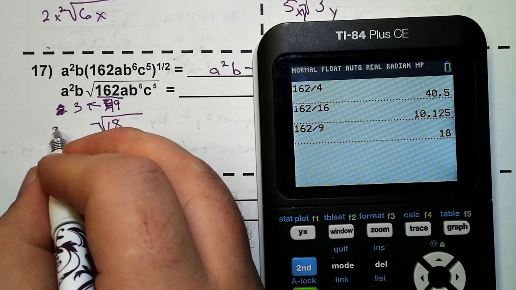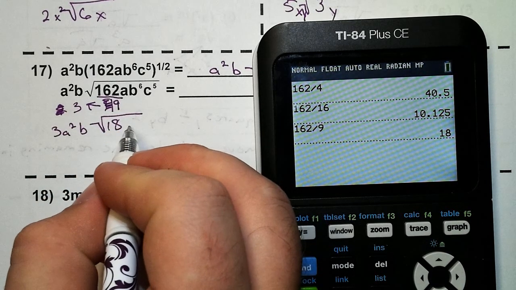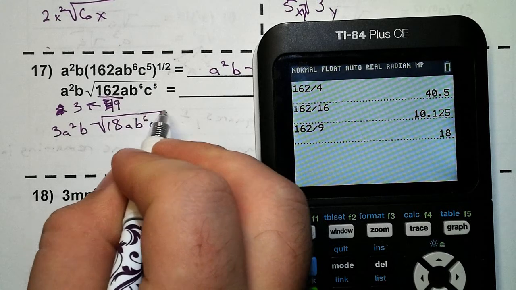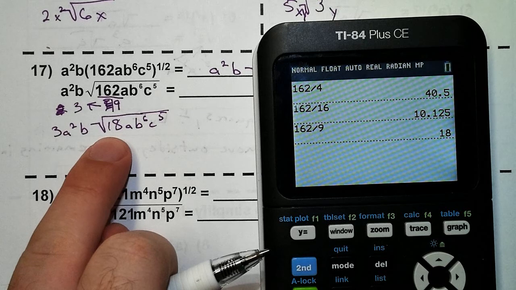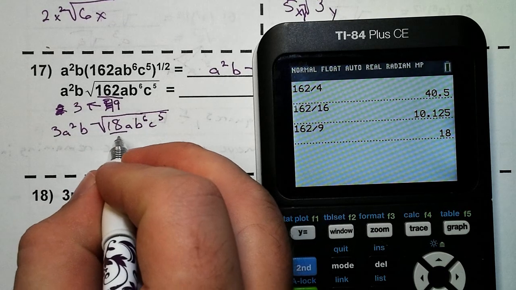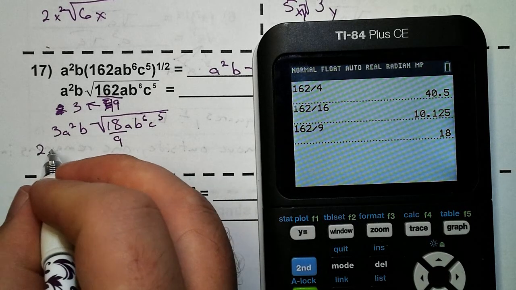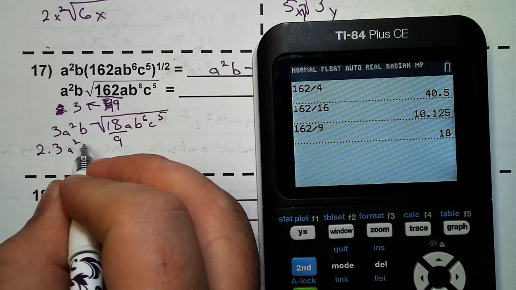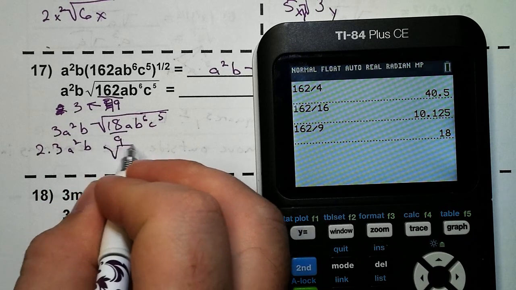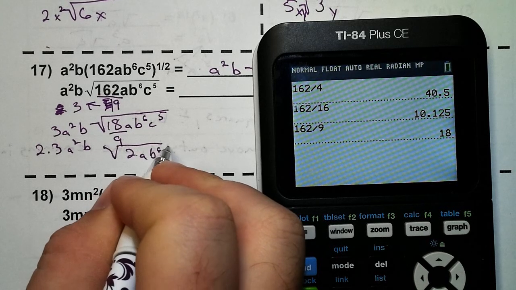And then I have 3 a squared b on the outside now. And I still have an a b to the 6th c to the 5th. Well, 18 is divisible by 9, so there's another perfect square I can take out. 18 divided by 9 is 2, so we get 2 times 3, a squared b on the outside, and we have square root of 2, a b to the 6th, c to the 5th.